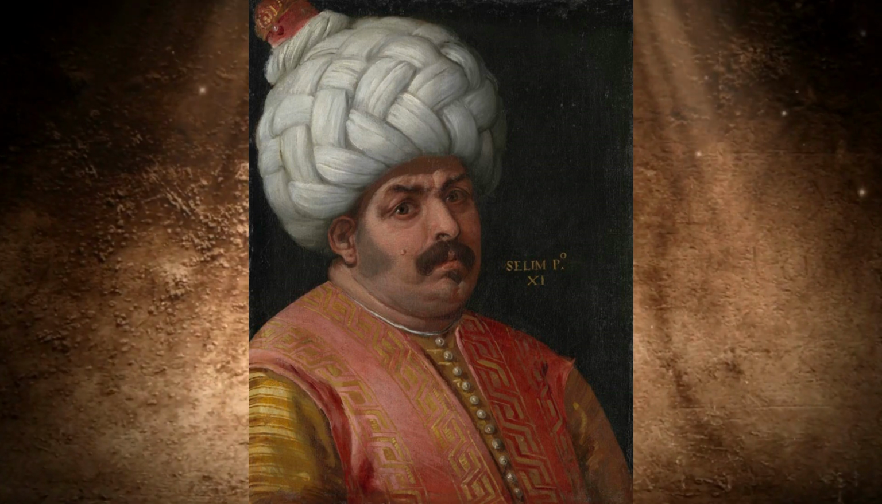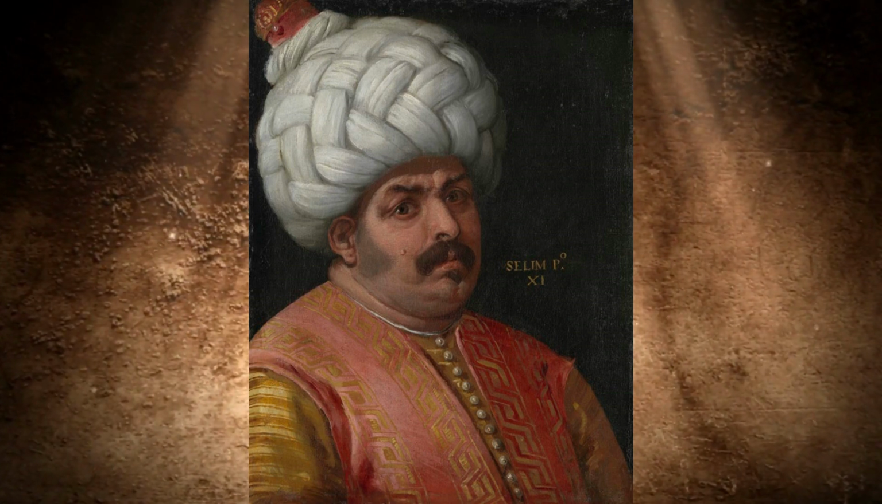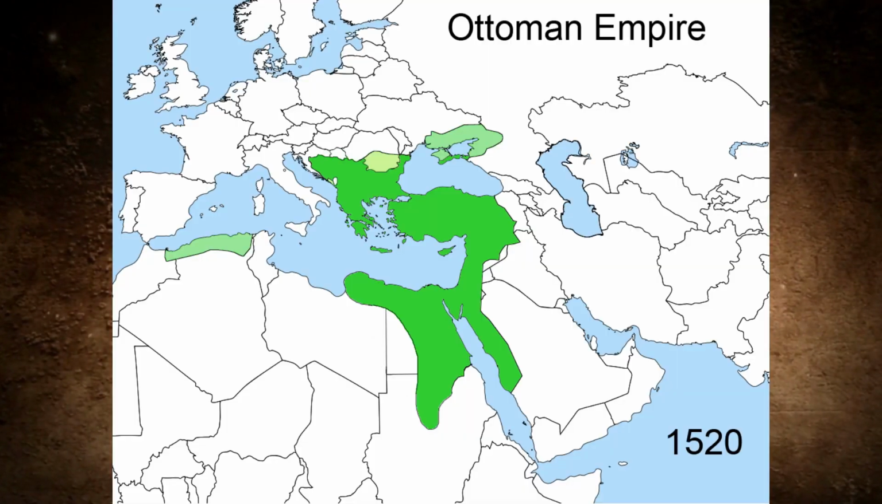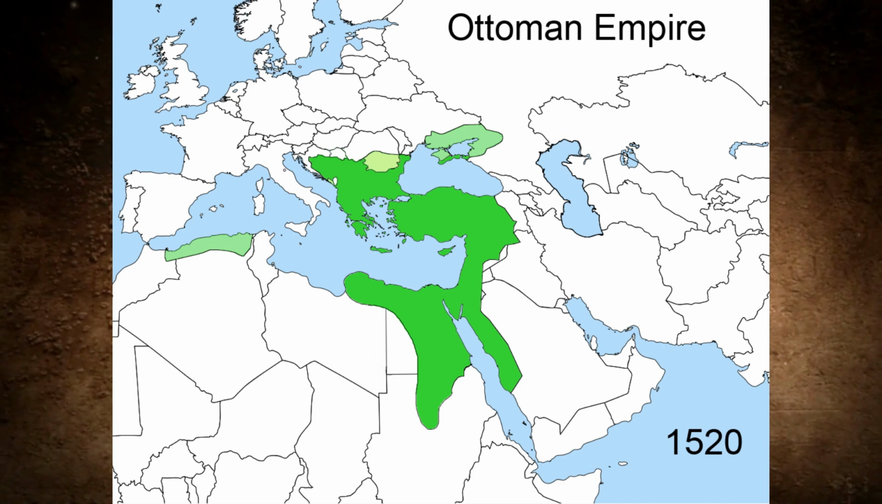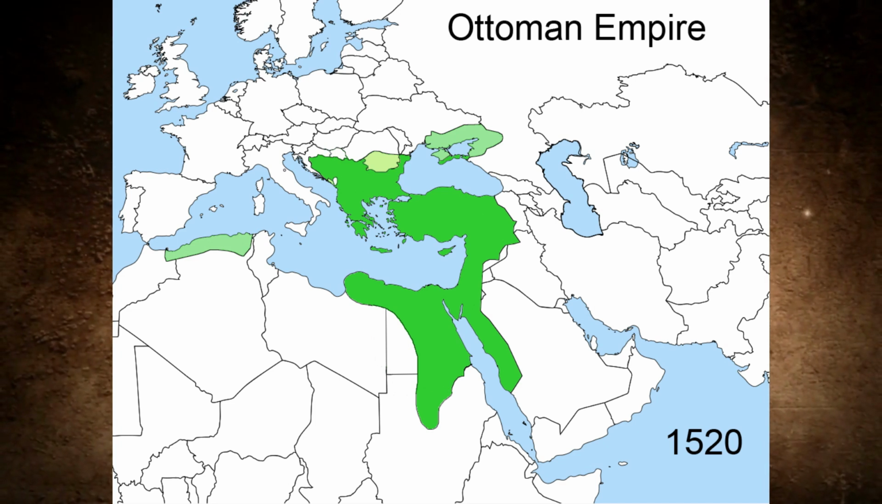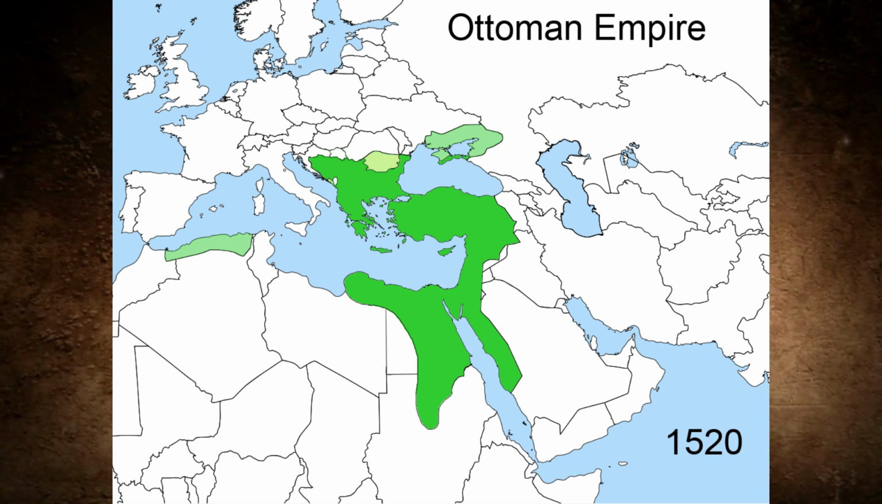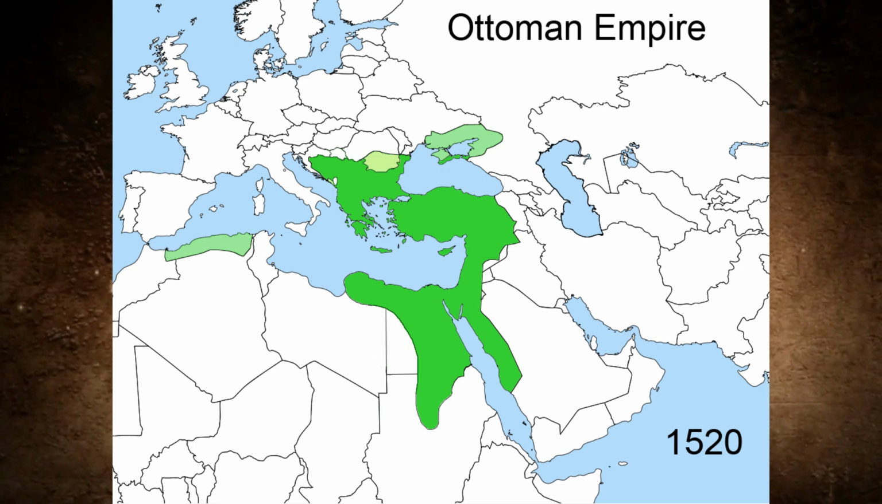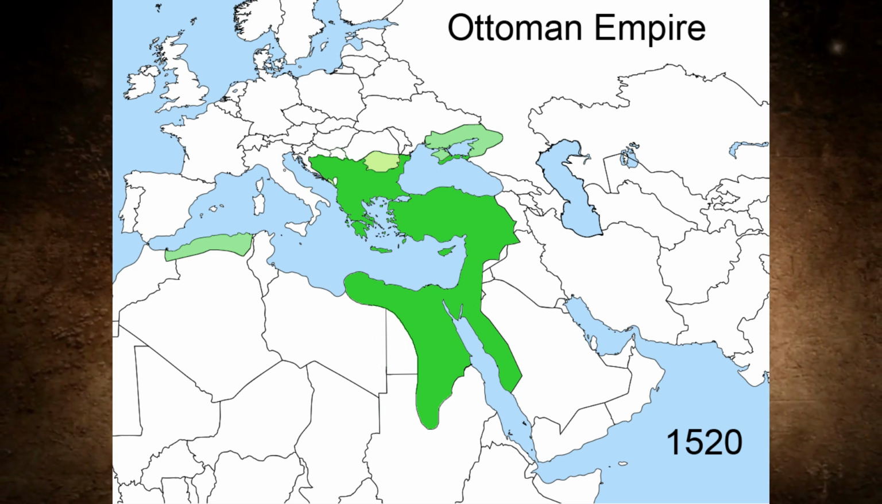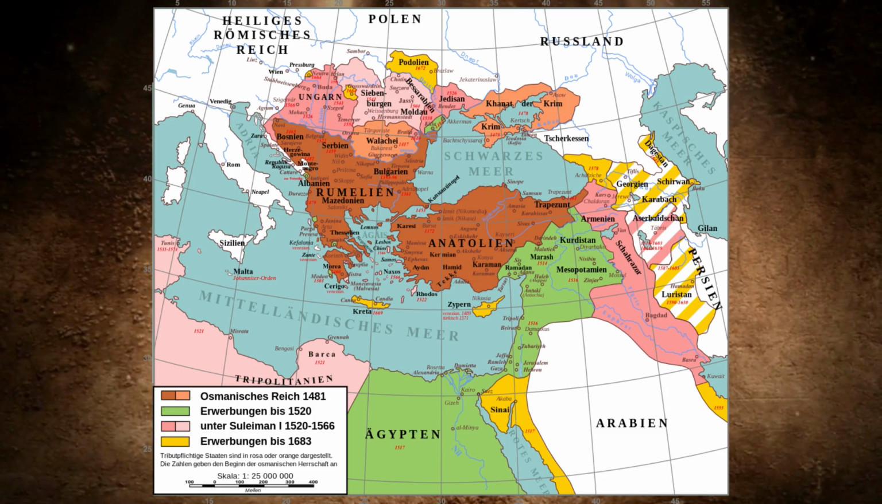Under Sultan Selim I, they defeated the Mamluks. As a result, modern-day Syria was incorporated in 1516, and only a year later all states up to Egypt followed suit. And the conquests continued under his successor, Sulayman the Magnificent.